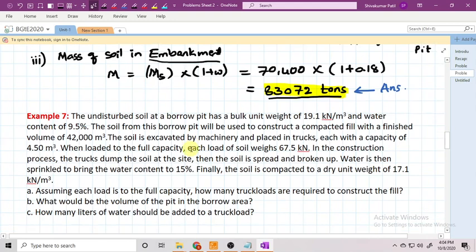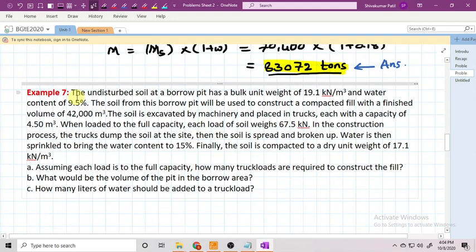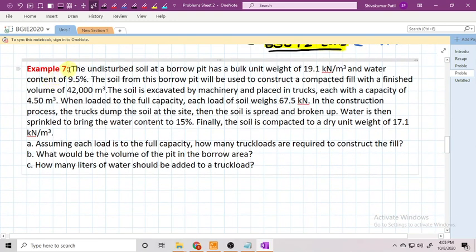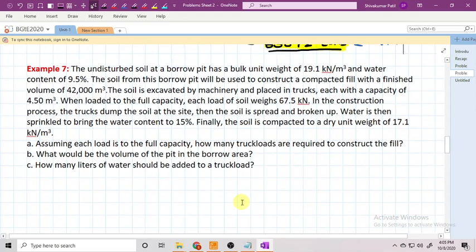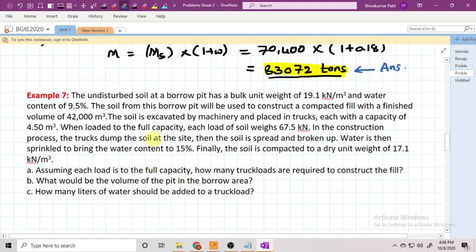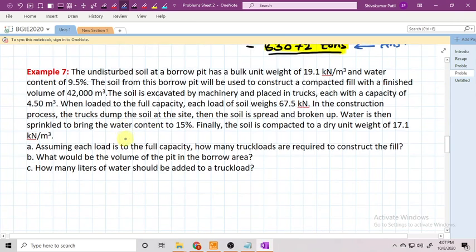Okay, so coming to the next problem, that is the seventh problem. So see what they are telling in this problem. The undisturbed soil at a borrow pit has bulk unit weight.